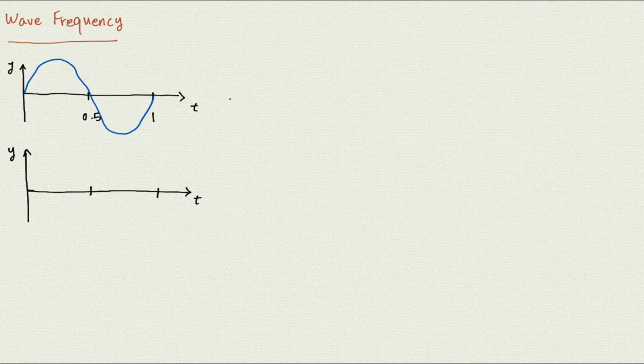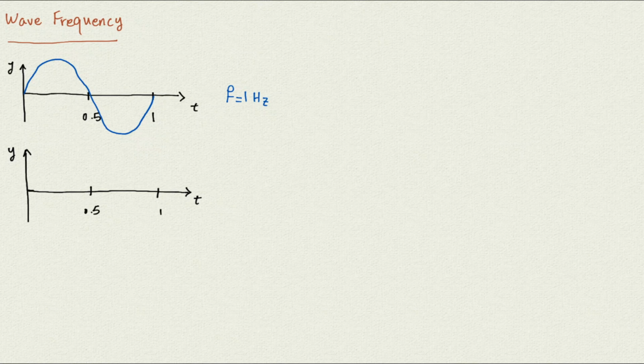In this case, we will say that the frequency of this wave is 1 Hertz. So there's one ups and down, one full cycle in 1 second. The frequency of 1 Hertz means how many full cycles we have within 1 second.